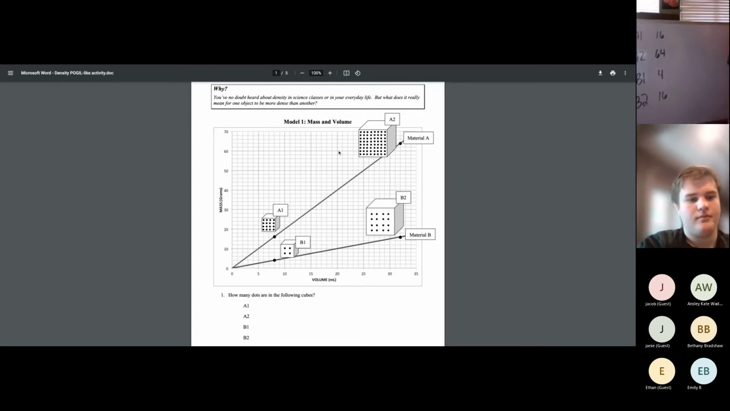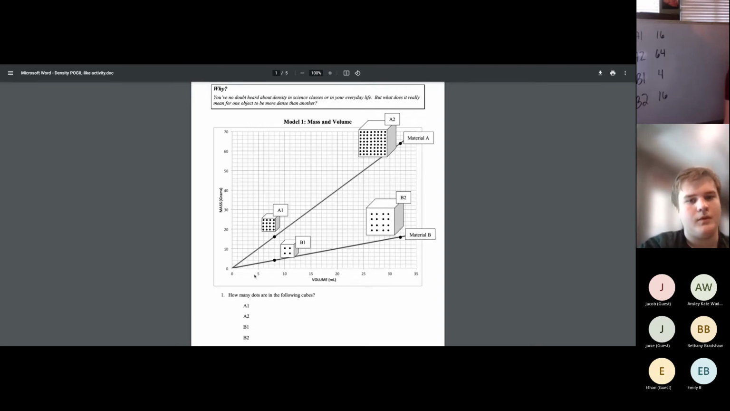So just looking at these, what's our biggest difference between our cubes? How are they different? The B1 and B2, the dots are more spaced out. Yeah, so even though B1 and A1 are the same size, right? They take up the same amount of volume. If we look right here, they both have the same volume measurement.